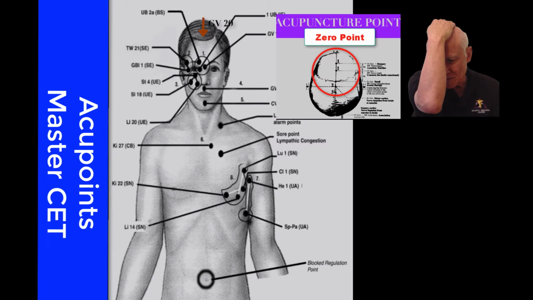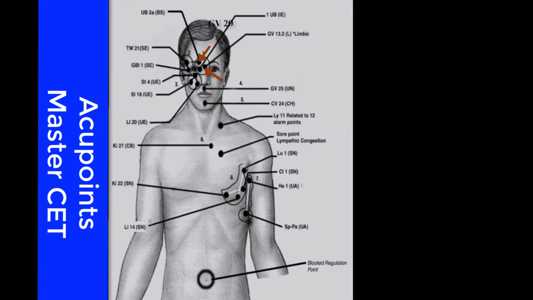We're going to point out number 1, the limbic point and the brainstem point. Number 2 point is the slapping point and is located above the eye and eyebrow. It's triple warmer 21 and the gallbladder point.